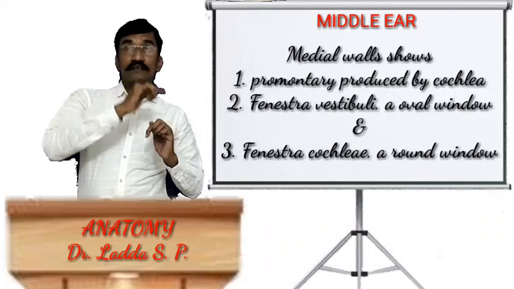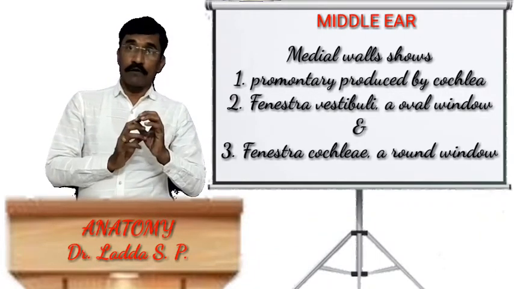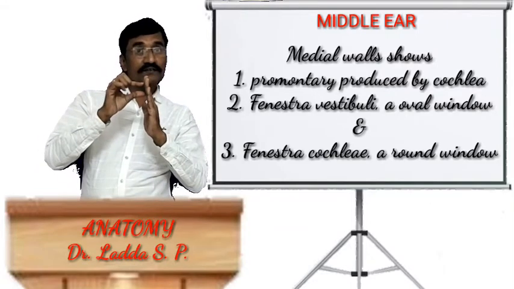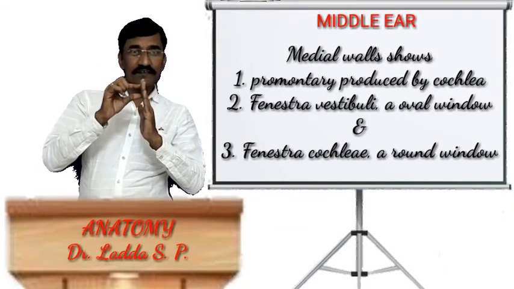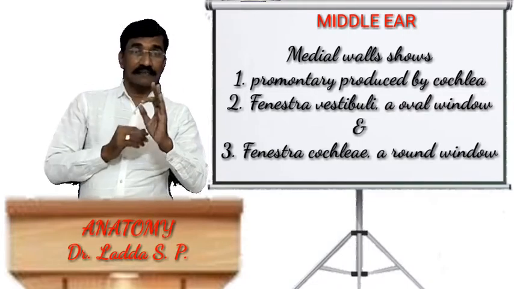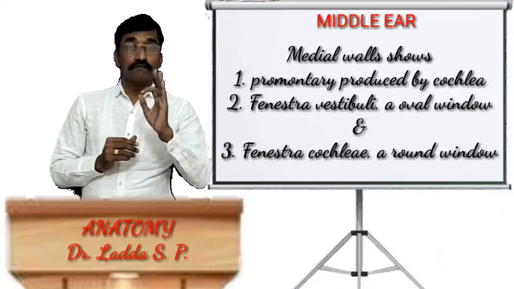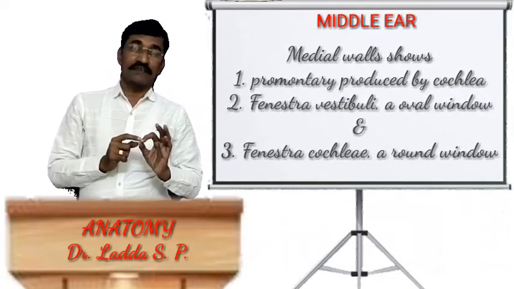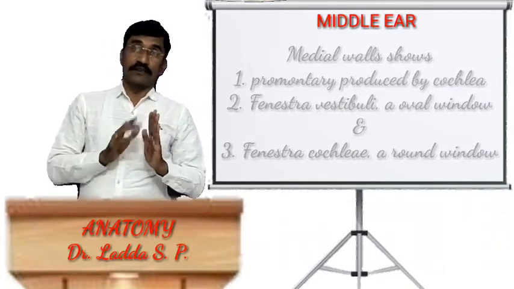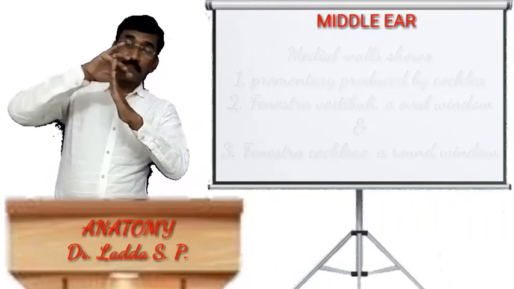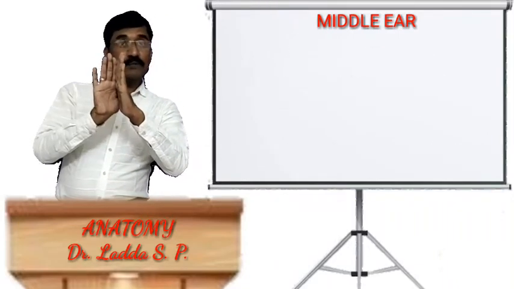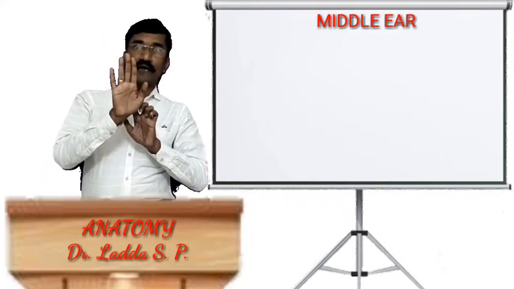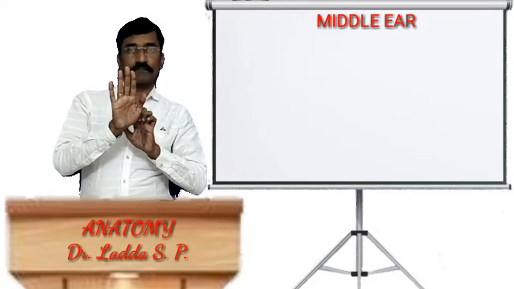One opening, which is oval, is for communication of the stapes bone with the inner ear, and that is called the fenestra vestibuli. And the third one is a round opening, called the fenestra cochleae. So these are the three features at the medial wall. Now what about the posterior wall? We know that the posterior wall is also known as the mastoid wall.